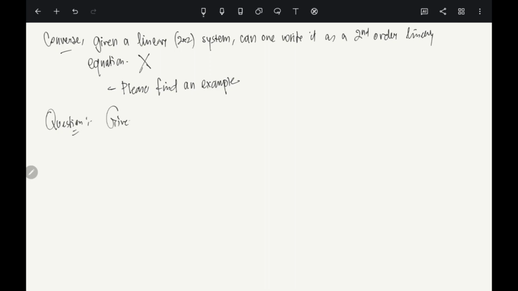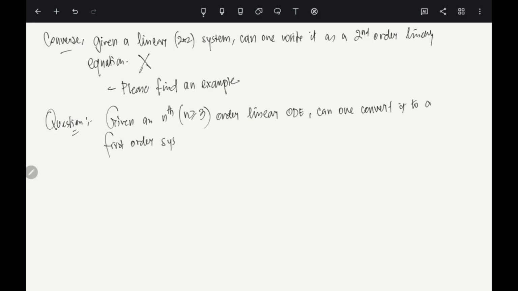Given an nth order linear ODE, where n can be greater than or equal to, let's say, 3, can one convert it to a first order system? The answer is of course you can. So please check this part again. It is possible, and please check again.